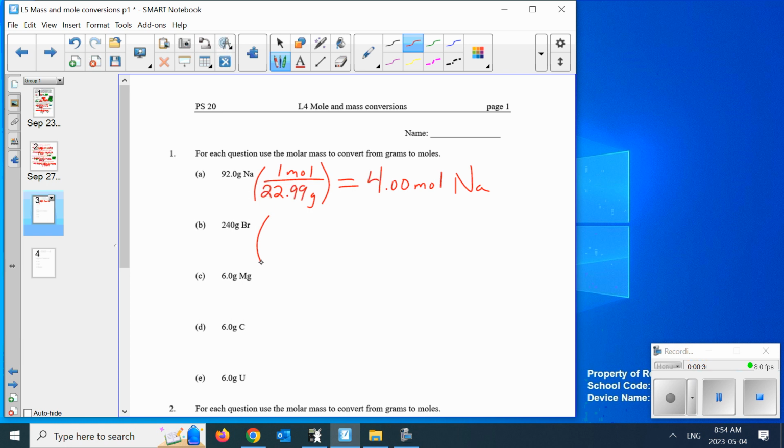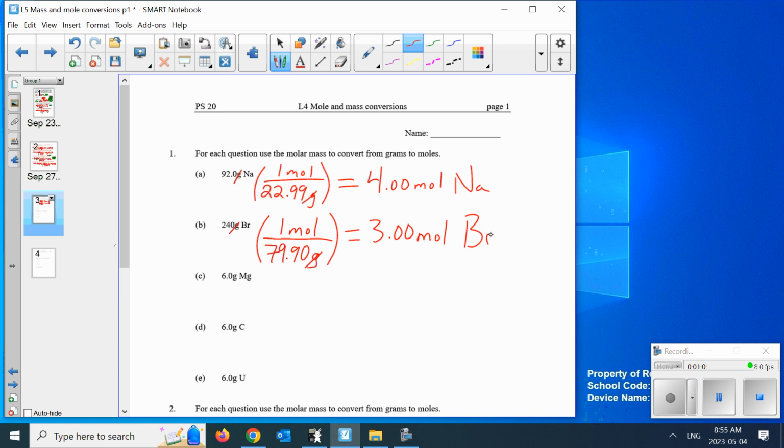Now, a bromine atom, this is not bromine, the molecule. A bromine atom is 79.90 grams. Grams on the bottom, so they cancel out. 1 mole. Now, what is 240 divided by 79.90? 3.00. Okay, good. Perfectly 3.00? Yep. So that's moles of bromine atoms, not the molecule.